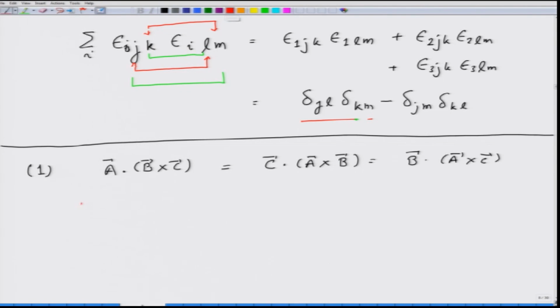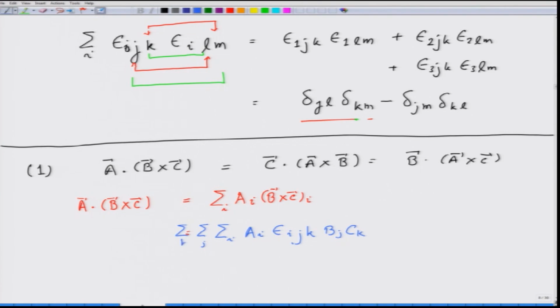Let us take A dot B cross C, which is going to be nothing but summation over i of A_i (B cross C)_i by definition of the dot product, which I can write as summation over i of A_i epsilon_ijk b_j c_k, all right. And then I am summing over j, I am summing over k. So, A dot B cross C is equal to this.